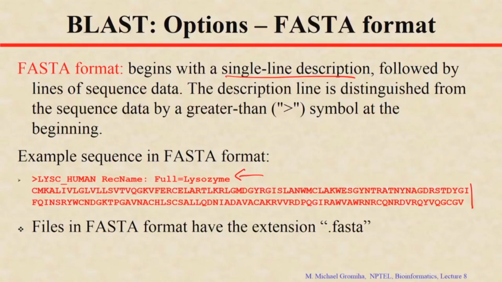In this line you can see they start with the greater than symbol, which distinguishes one sequence from the other, and you can write the description of that particular protein in that line. Then the second line is followed by the sequence, the amino acid sequence. These FASTA files also end with the extension .fasta, so you can give FASTA files with the extension .fasta.